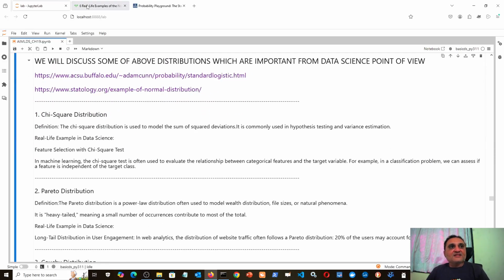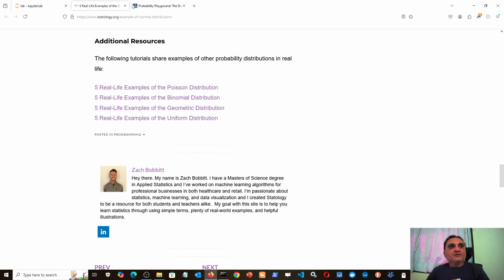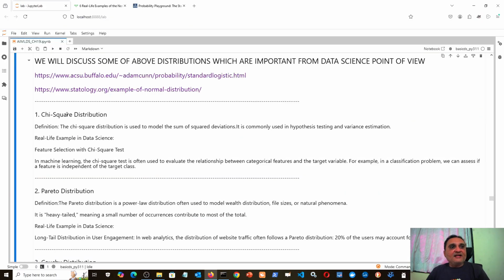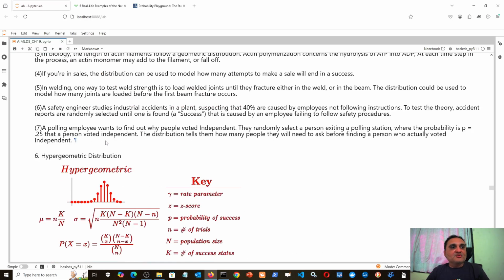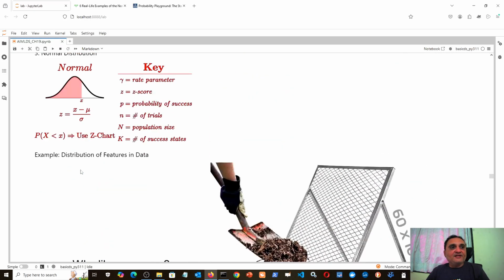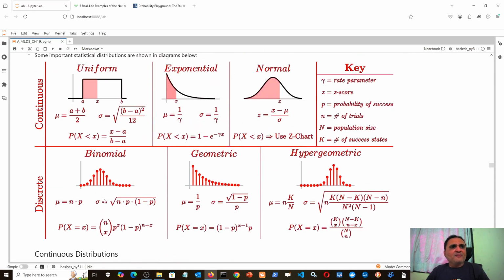One of the links is Statology that we already know. It is a good website, I told you. But the second link is Buffalo University's probability playground. Now this is also a very nice website. For example, just earlier we have done some distributions, so we can just use that website to verify or to view them and get some more information.